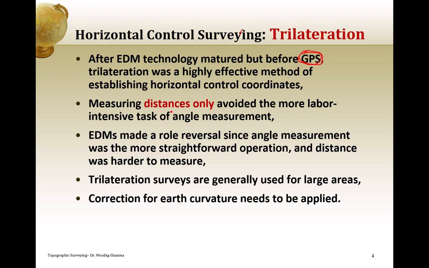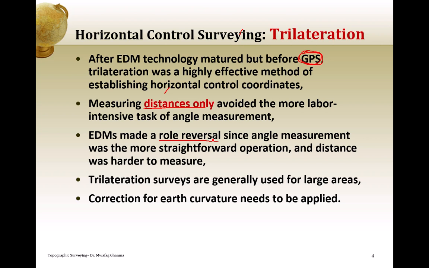As we said, distance measurements started to be much easier and we started to avoid the more labor-intensive angle measurements. So what happened when we started to have the EDMs is that we had a role reversal. Angle measurements used to be very important and distance measurement was hard. Now with the EDMs, the thing has reversed, and distance measurement became easier, and angle measurement became more difficult.